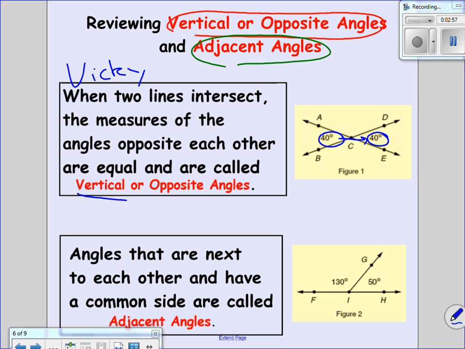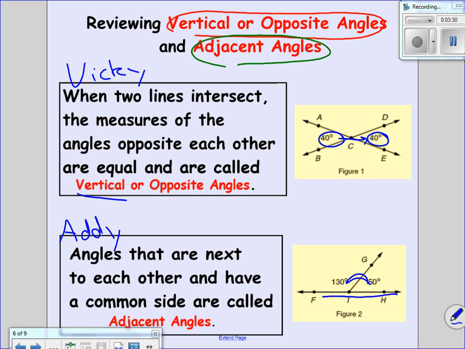The next one here, angles that are next to each other and have a common side are called adjacent angles. I call these addy angles. Okay? Addy angles are right next to each other. They live right by each other. When you add up addy angles, as you can see right there, it would equal 180 if they make a straight line. Okay? So addy angles are right next to each other. Vertical angles are opposite each other. So Vicky angles are across from each other. Addy angles are right next to each other.